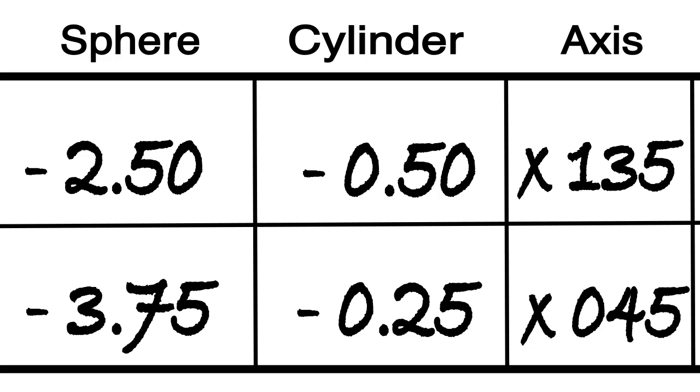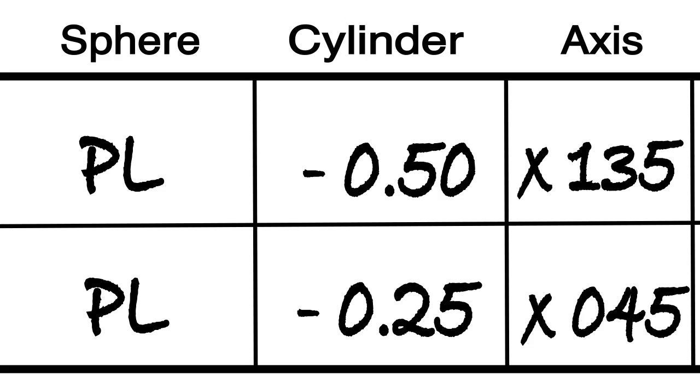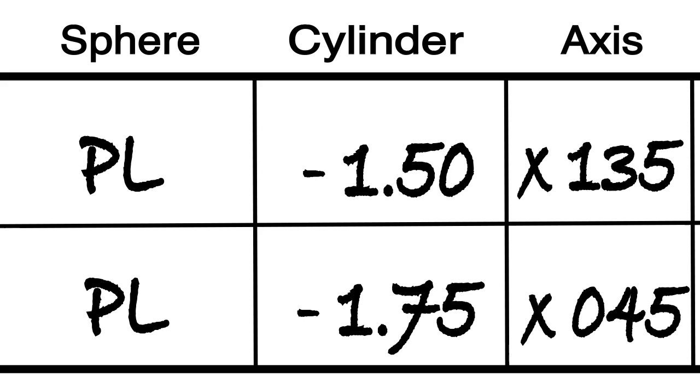Now that middle column there, called cylinder, refers to whether or not you have astigmatism. You may not have any power at all in the first column, in which case you'll just see a little PL there for Plano, it means nothing. But in the middle column, if you have a number, especially one that's say over a -1.00, that means that you have a significant amount of astigmatism.